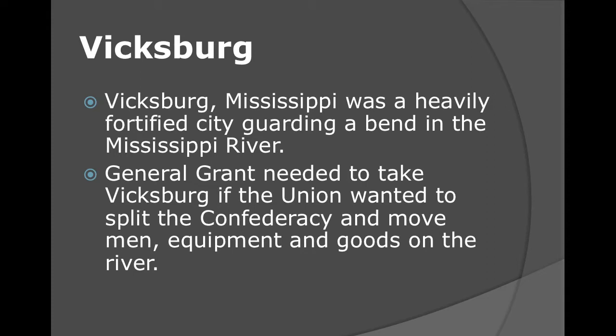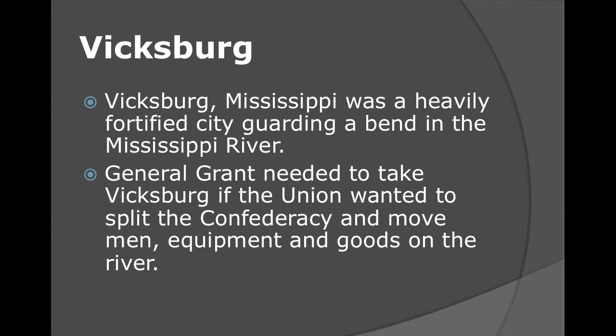Let's move over to the west. Ulysses S. Grant has moved from Shiloh, still looking to preserve or to take the Mississippi River, and he's going to move to the Confederate fortress city of Vicksburg. Vicksburg was a heavily fortified city. It guarded a bend in the Mississippi River, and you never would be able to control the Mississippi if you did not take the city of Vicksburg.